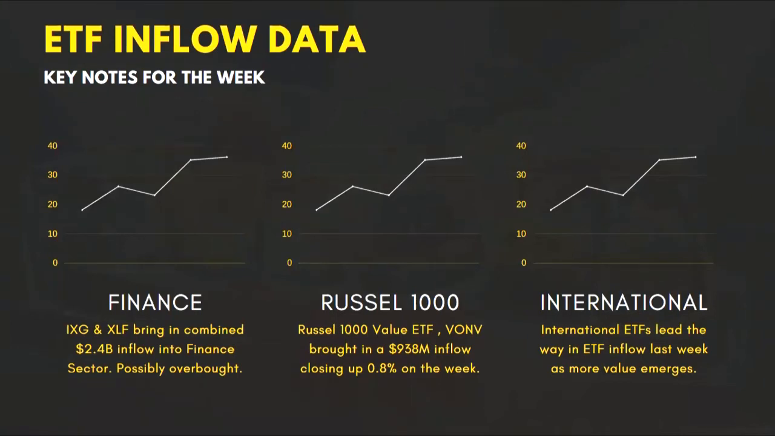Now, inflow data for the previous week showed us that IXG and XLF brought in a combined $2.4 billion inflow into the finance sector. Now, finance is possibly overbought at this point. I mean, we've been seeing a hell of a run, but we will be doing a deep dive into the XLF at the end of the week. We will see how things are looking there.